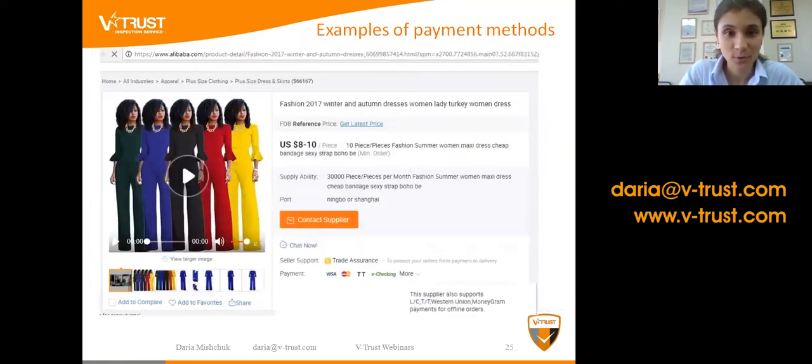Another random one. Again, bank card, telegraphic transfer, also LC, letter of credit, Western Union, MoneyGram, and also e-check-in, which we'll mention a little bit later. As you can see, the variety of payment methods is quite big, quite broad. So make sure that you select the one which is suitable for you. If you are not sure about the supplier, it's a good idea to prefer more secure methods like LC, like PayPal, and also e-check-in. We will also mention that.